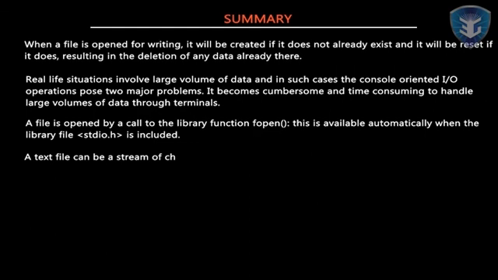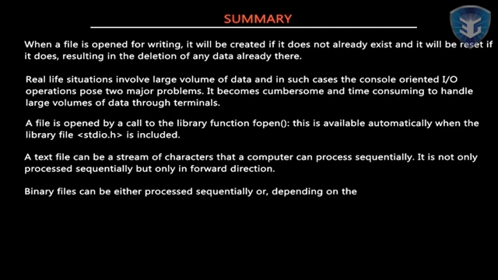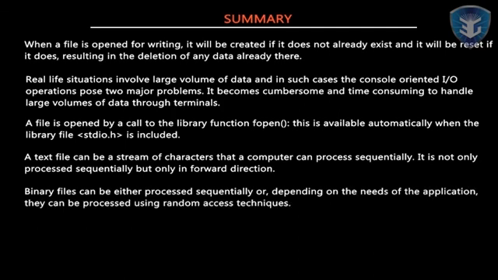A text file can be a stream of characters that a computer can process sequentially. It is not only processed sequentially, but only in forward direction. Binary files can be either processed sequentially or, depending on the needs of the application, they can be processed using random access techniques.